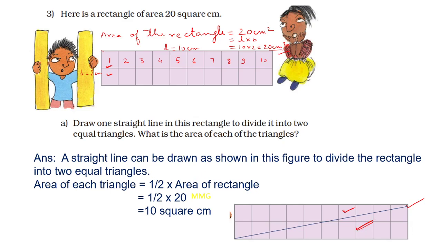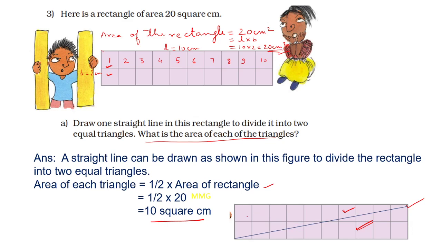Okay, now what is written here? What is the area of each of the triangles? So children, for finding the area of each of the triangle, what you will do, area of each triangle is half of area of rectangle, and half of rectangle area is 20 centimeter square. So half of 20 centimeter square is 10 centimeter square. So your answer is area of each triangle is 10 centimeter square.